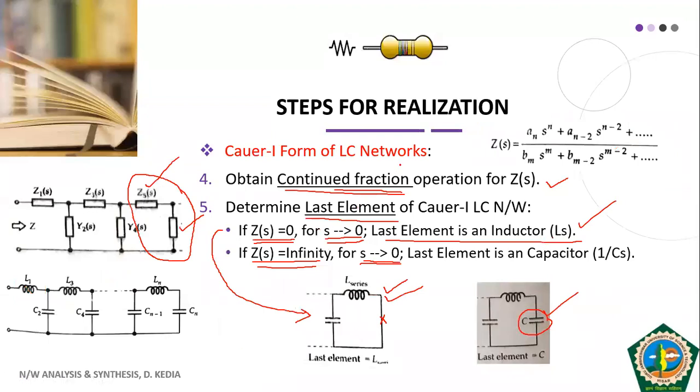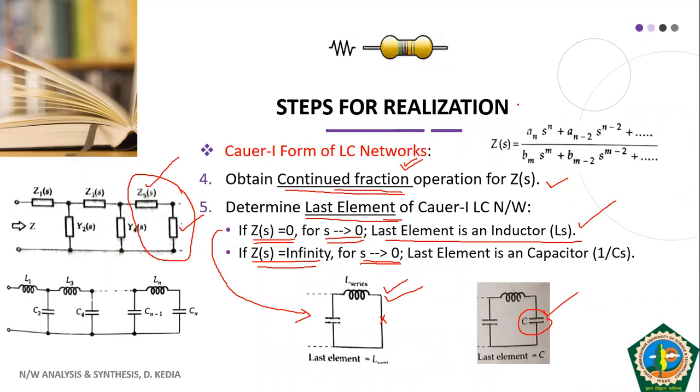Next, we will do the long division, or continued fraction operation, for ZS. After we have done that, we will determine the last element. For the last element, we make S tend to 0. For S tending to 0, if ZS is also 0, we will have an inductor. Means if both are 0, we have an inductor. If one is 0 and the other is infinity, we have the last element as a capacitor.